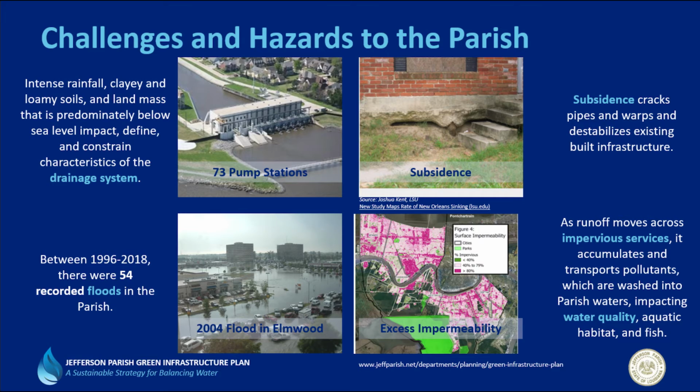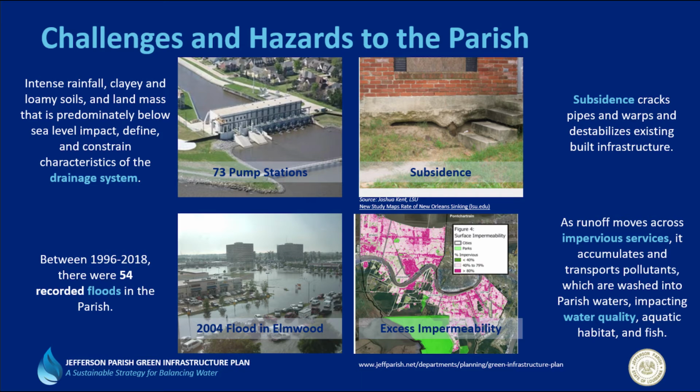Intense rainfall, clay and loamy soils, and land mass impact, define, and constrain characteristics of the Jefferson Parish drainage system. Floods have been and continue to be the most frequent, destructive, and costly natural hazard facing Jefferson Parish. 54 floods were recorded in Jefferson Parish between 1996 and 2018. The traditional approach of rainwater management removes runoff as fast as possible through underground pipes and pumping stations, quickly drying out the parish's loamy soils and sinking the land, also referred to as subsidence. The sinking land cracks pipes and warps and destabilizes existing built infrastructure.